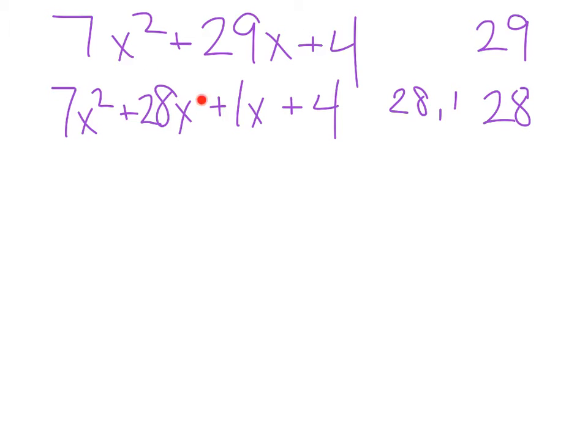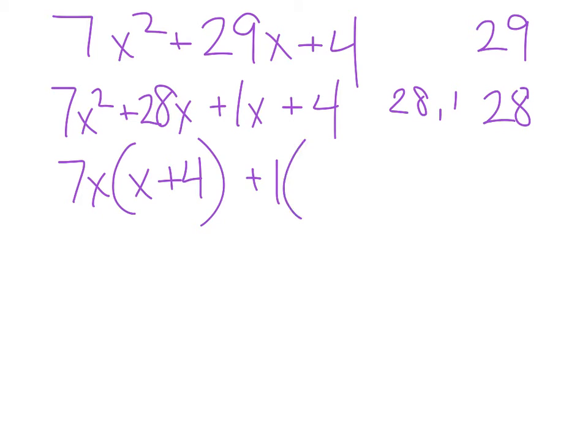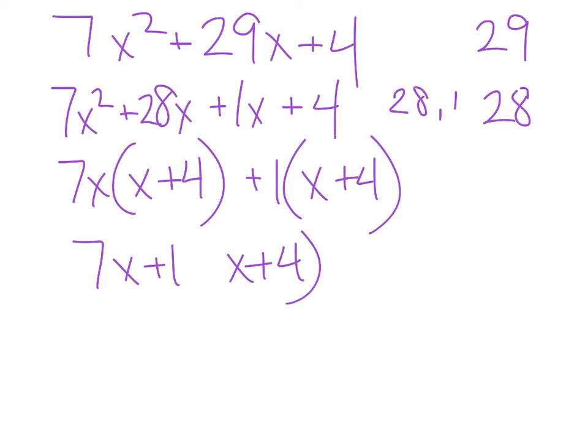So, over here, the first part, what do they have in common? I think they have 7x in common. And what I'll have left inside, x plus 4. Now, on the other side, they have nothing in common, so I'm going to factor out a 1. And that would be x plus 4. Looks like I'm going to have 7x plus 1 times x plus 4. And I think that is correct.